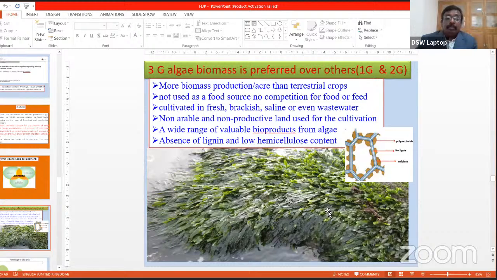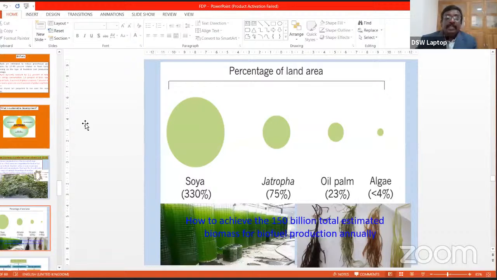This algal biomass can grow in the ocean in various species. If you see the land requirement for biomass production, soya is 300, and compared with algae, 330% more land is required. Jatropha requires 75% land, palm 23%, whereas comparatively less than 4% is required for algal biomass.